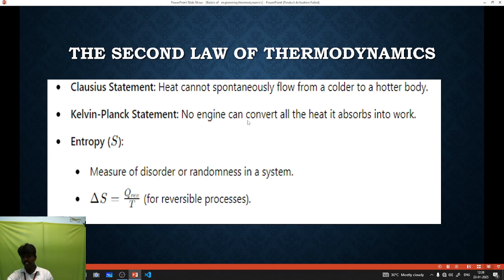Only 25 to 30% of work will be done by a system. That is the Kelvin-Planck statement: no engine can convert all the heat it absorbs into work.